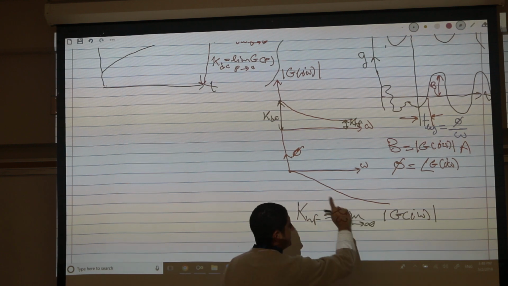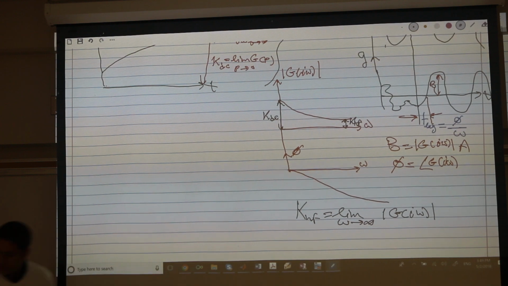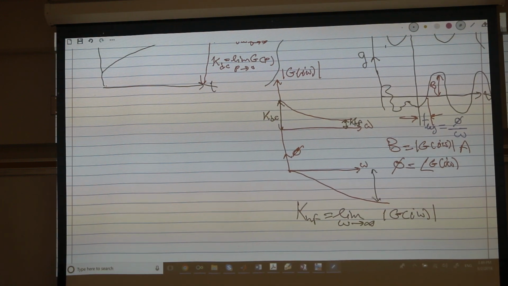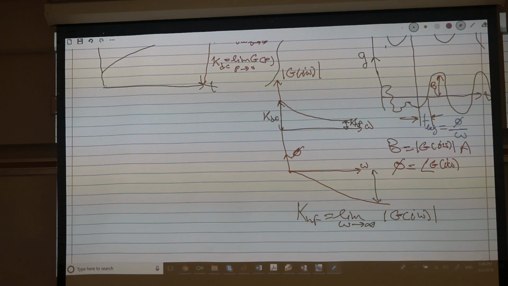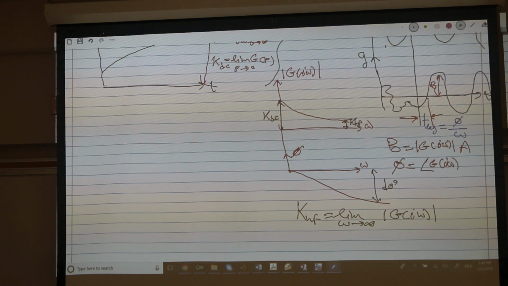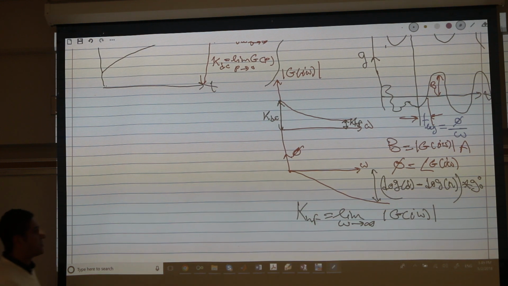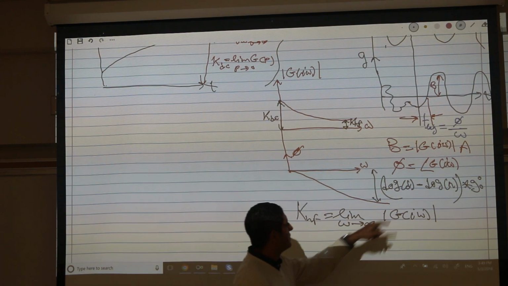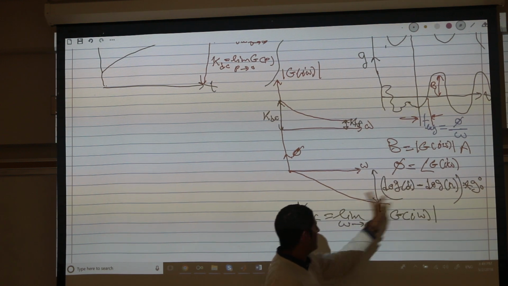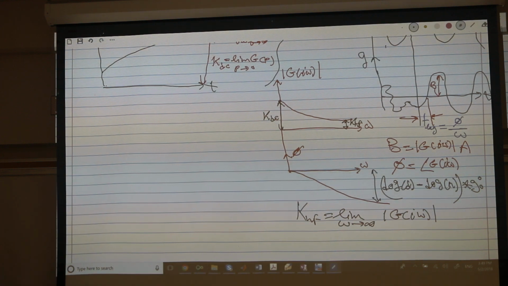And this value saturates. So this guy goes to 0 and this guy goes to also a constant value. If you remember, this constant value is simply determined by the degree of the numerator and denominator of the transfer function. So the degree of the denominator minus the degree of the numerator, this difference multiplied by 90 degrees. If the denominator is higher than the numerator by 1, then this will be 90 degrees. If it's higher by 2, then it will be 180 degrees and so on and so on. Okay?